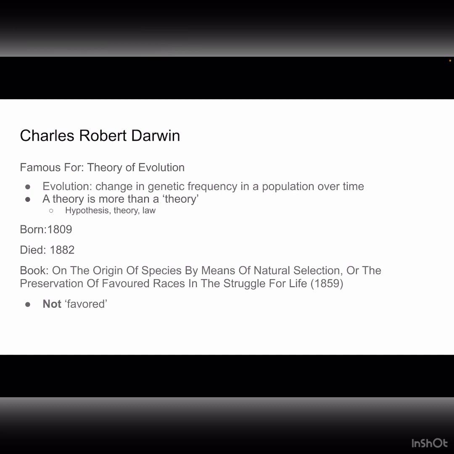about Charles Darwin himself. Charles Robert Darwin was born in 1809 and died in 1882. In 1859, he wrote a book about his theory of evolution that was called On the Origin of Species by Means of Natural Selection or the Preservation of Favoured Races in the Struggle for Life. Notice how favoured is spelled a little differently than we would normally spell it. That's because Darwin was British, and they spell it differently than Americans do. So if you have to spell out the name of Darwin's book, remember to use the British version of favoured.